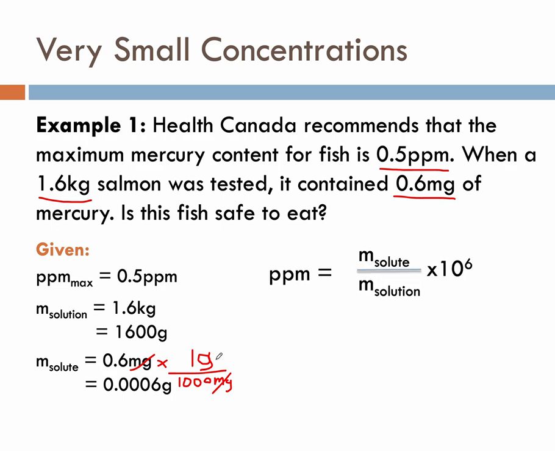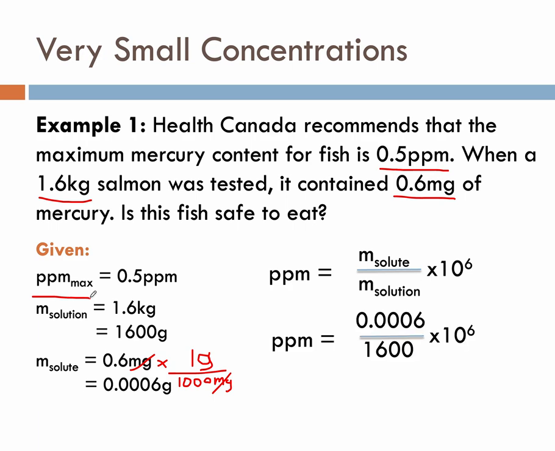Okay, so my formula for parts per million is just the mass of the solute over the mass of the solution times 10 to the 6. So we're going to figure out what is the actual parts per million of this fish, and then we'll compare it to the maximum parts per million recommended by Health Canada.